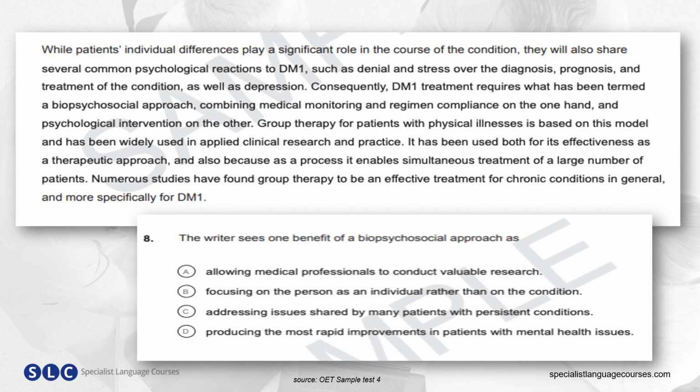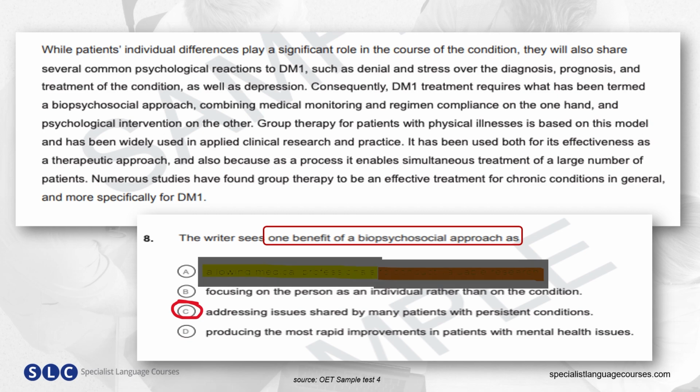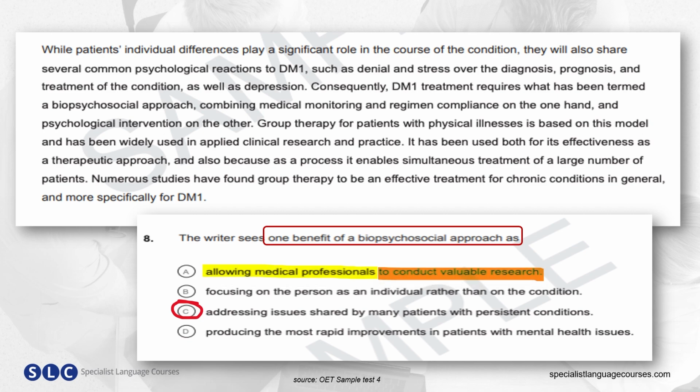So which answer is correct? That's right, it's C. But let's look at why and be confident in our choice. So, starting with option A, allowing the medical professionals to conduct valuable research. We can see in the text research is mentioned, but there's no connection about a benefit, so it's not answering the question, so it's not right.